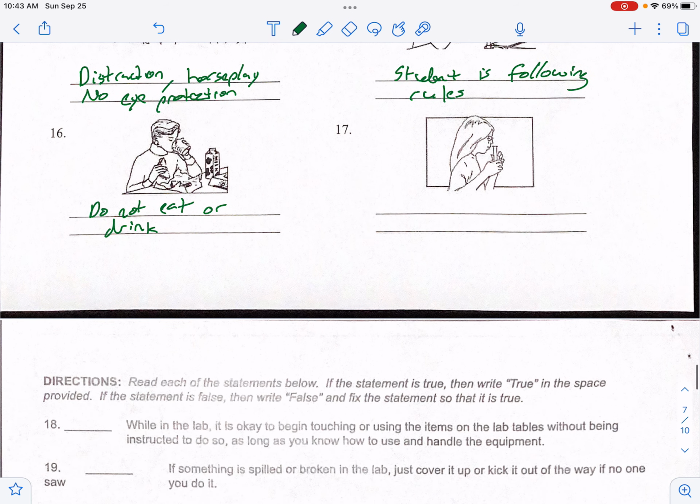Okay, 17, looks like a girl that is sniffing a test tube. Remember, you never want to sniff a test tube because that's basically inhaling the things that are in there. If you did, for some reason, need to smell, which we don't really worry about, make sure you always waft, not sniff. So we don't want to inhale those chemicals.